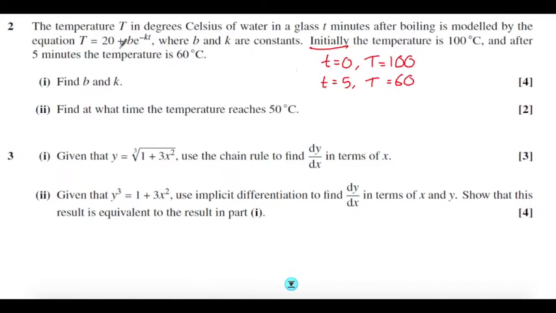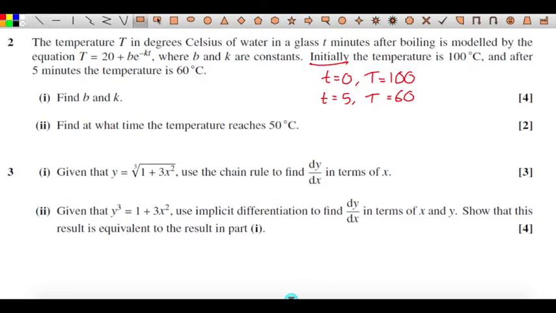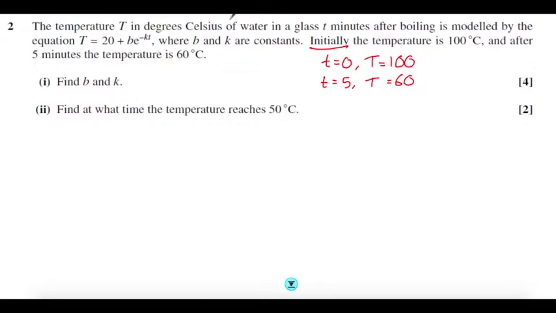So basically we're going to have to sub these into this equation and see if that will help us find B and k. So to start, let's sub in the first set of values. So we know when big T is 100, little t is 0. So plus B e to the power of minus k times 0. So you need to spot that if this is 0, then the whole thing will just be 1 because e to the power of 0 is 1. So 100 equals 20 plus B. So B is 80.